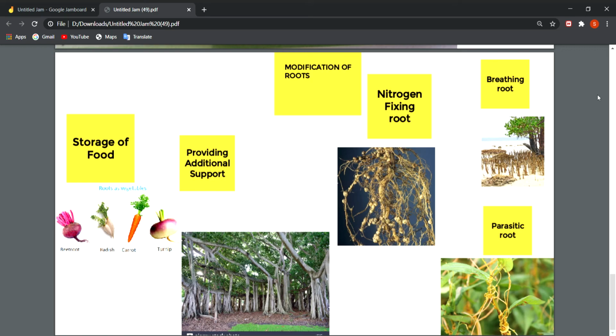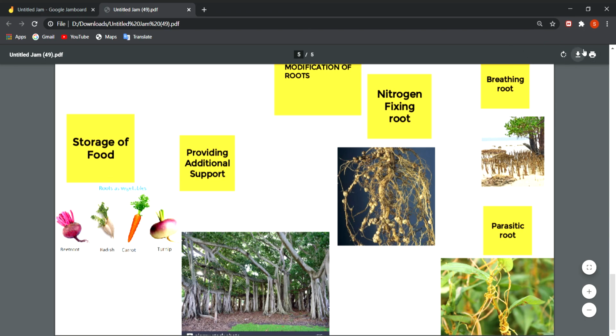And next are parasitic roots. Some roots are parasitic, or they obtain nutrition from other plants. In some plants like dodder, specialized parasitic roots arise from the stem. These help to absorb water and food from the host. So these are all the other types of roots and functions of the root: the storage of food, support, fixation of nitrogen, breathing roots and obtaining nutrition.